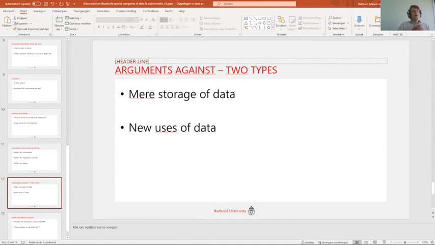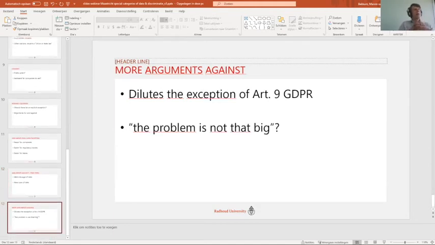And then there are also arguments related to the use of the data. So not just storing it, but also how it could be used in practice for new things. And it's very unclear how this data could be used in the future, of course. And well, then there are a few more arguments against.